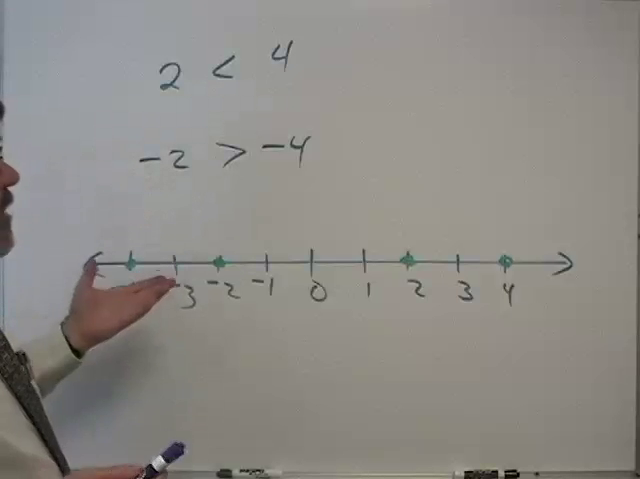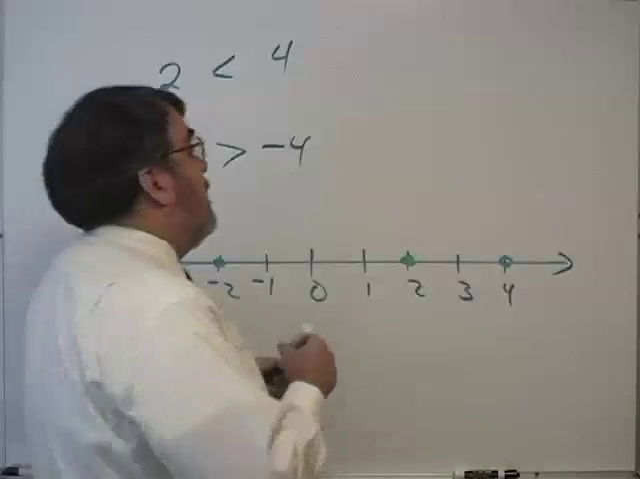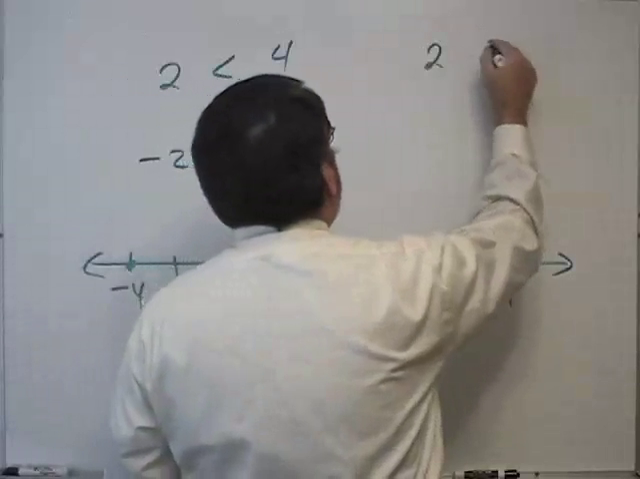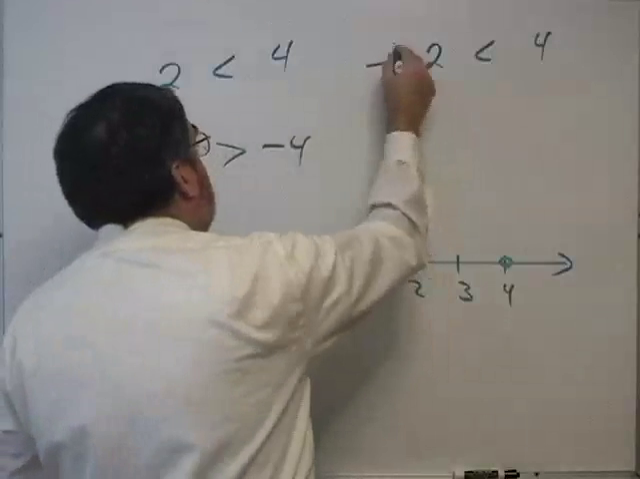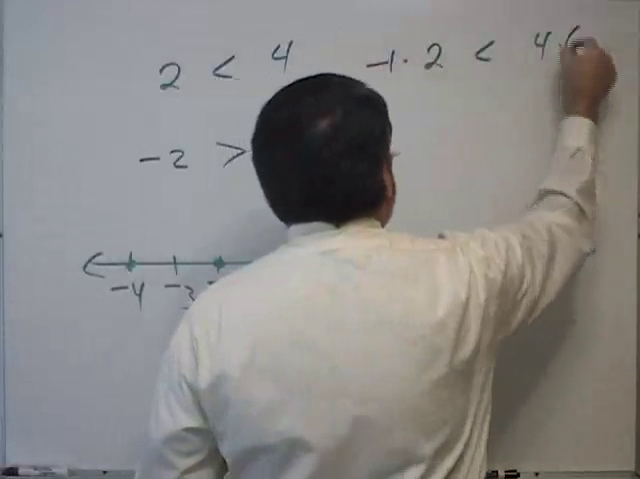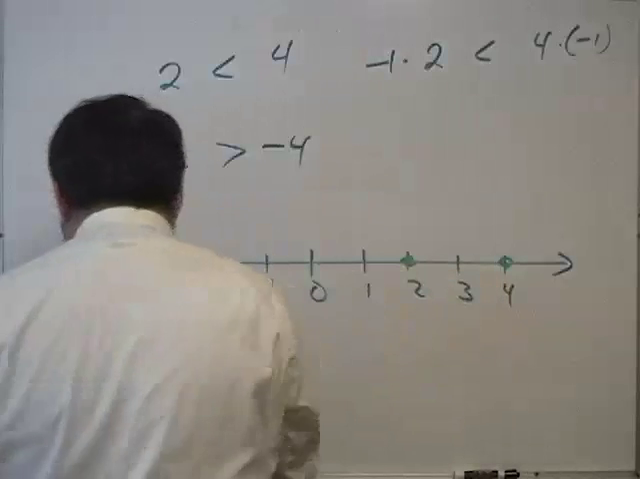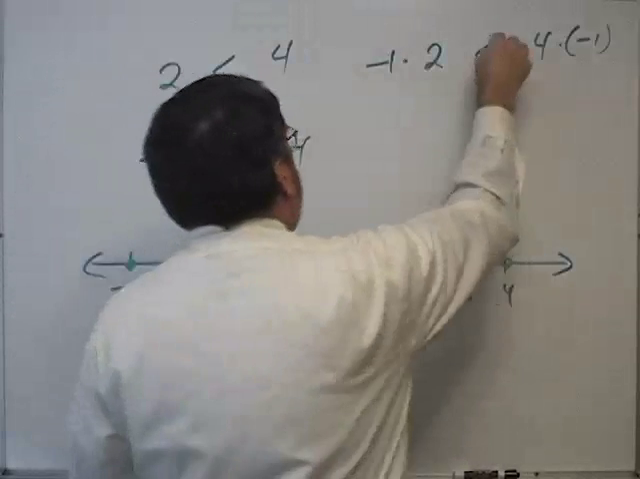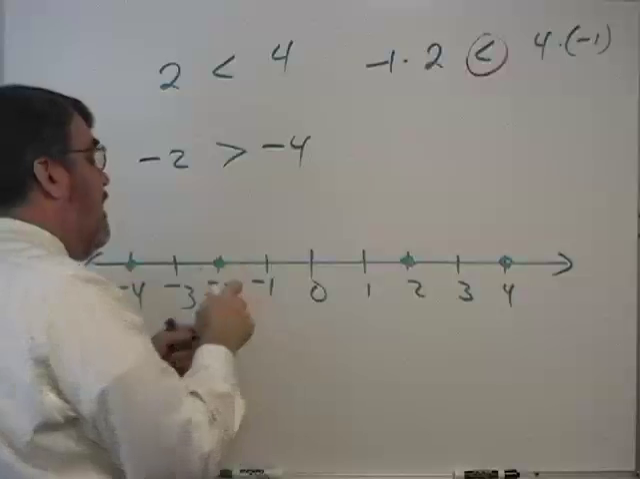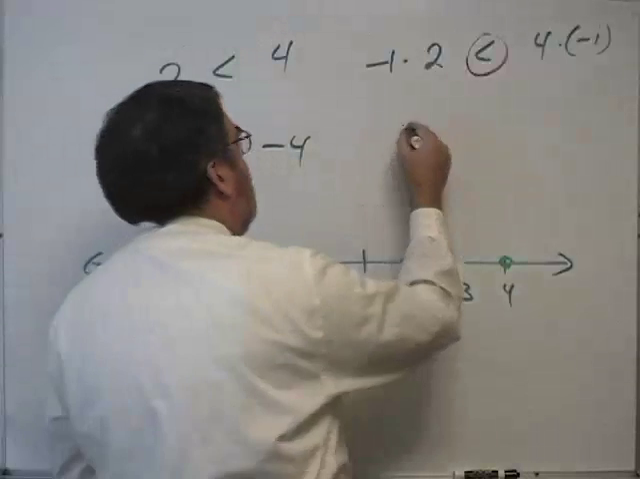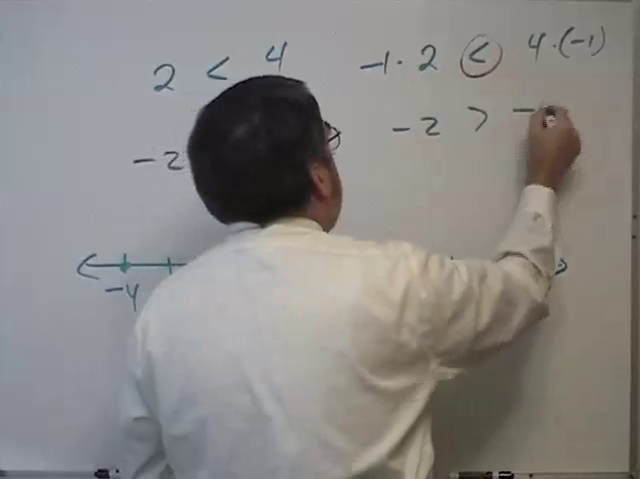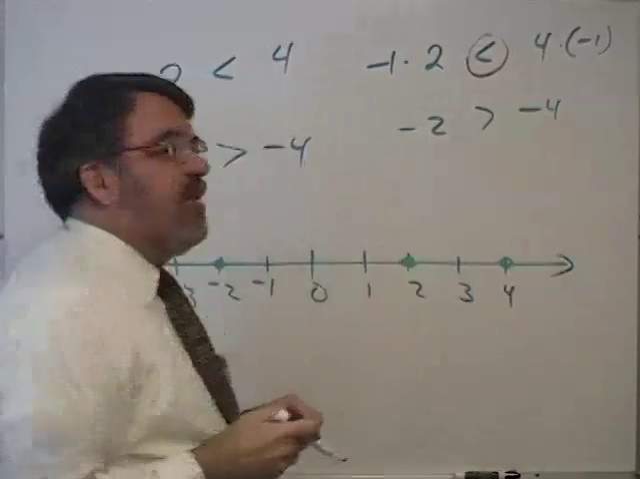And we can do that by multiplying each side by -1. So if I started with 2 is less than 4 and multiplied both sides by -1, then it turns out we'll get -2 and -4. It means that we're going to need to switch the less thans and greater thans.